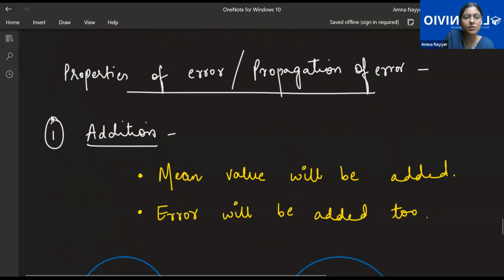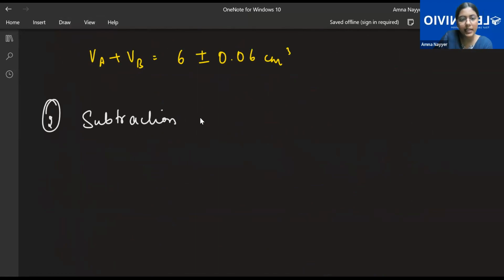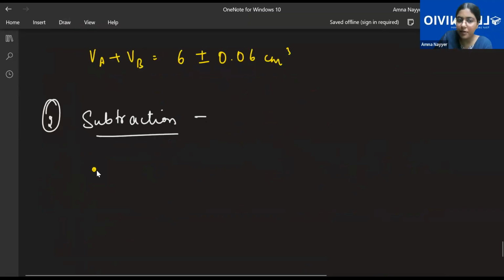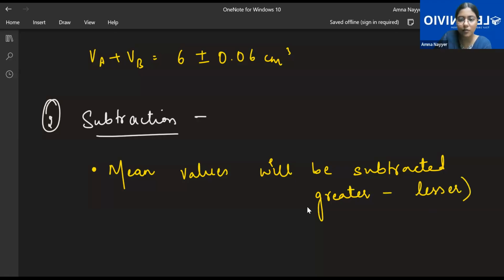This was addition. Now coming to subtraction. In subtraction of errors, here also you need to remember 2 points. Since you're subtracting, mean values will be subtracted and you have to take the modulus. In the sense, whatever is greater, subtract greater minus lesser. Mean values will be subtracted, and here you're going to take greater minus lesser value. Okay, this is how you have to subtract.